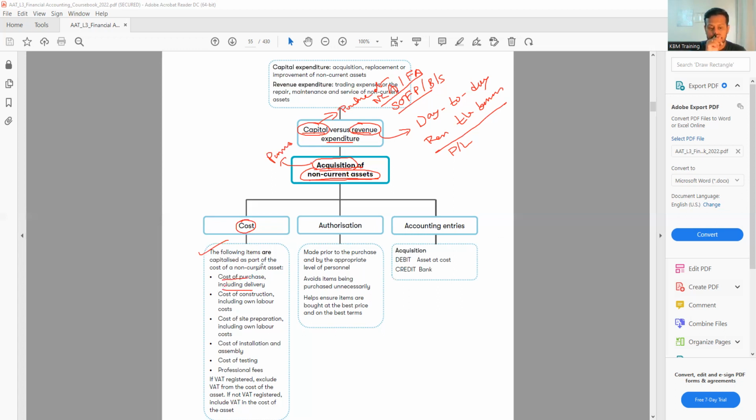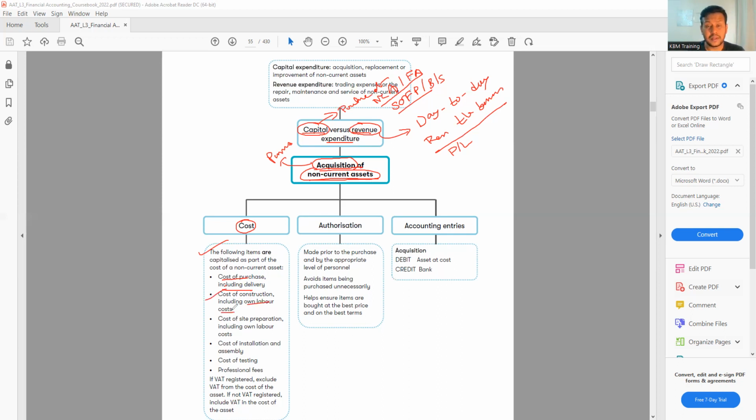That means if we buy something and we pay the delivery cost for that, that will be part of our non-current asset. For example, if you buy a computer for £500 and we have to pay the delivery cost of £50, the total cost will be £550. So delivery cost is part of our total cost. Then the next one we have is the cost of construction, including own labor cost.